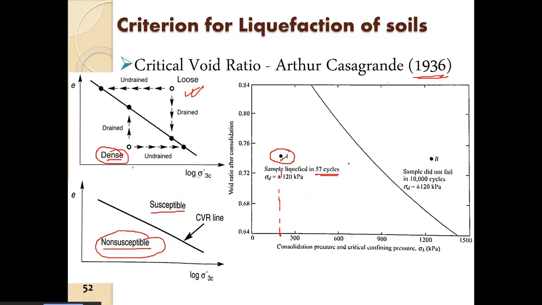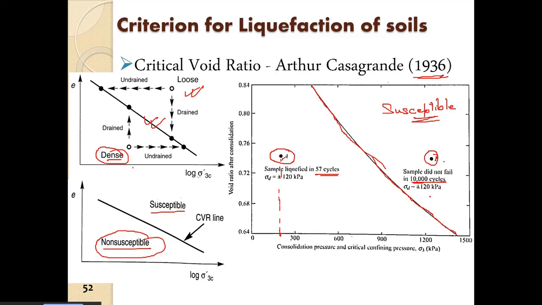Whereas for this other soil, this is the critical void ratio line, so this should be susceptible. But this sample did not liquefy even after 10,000 cycles of application of cyclic stresses.